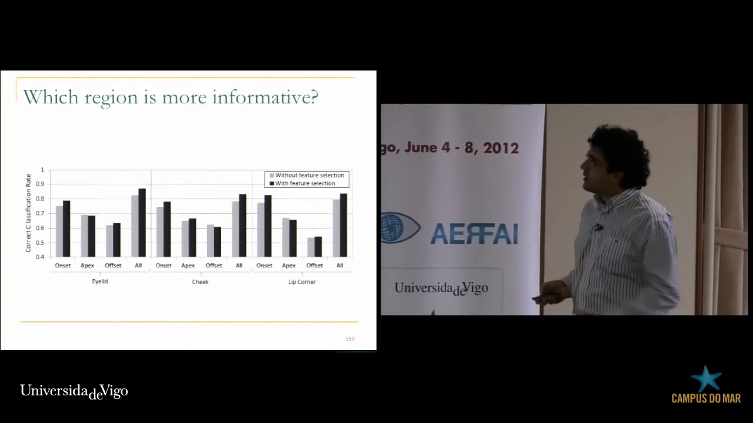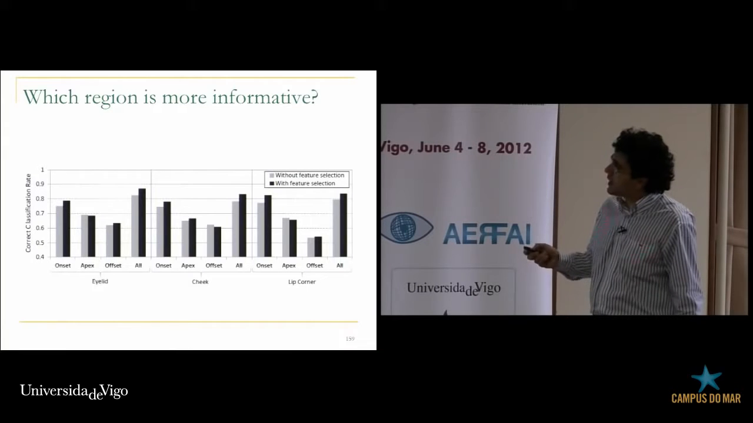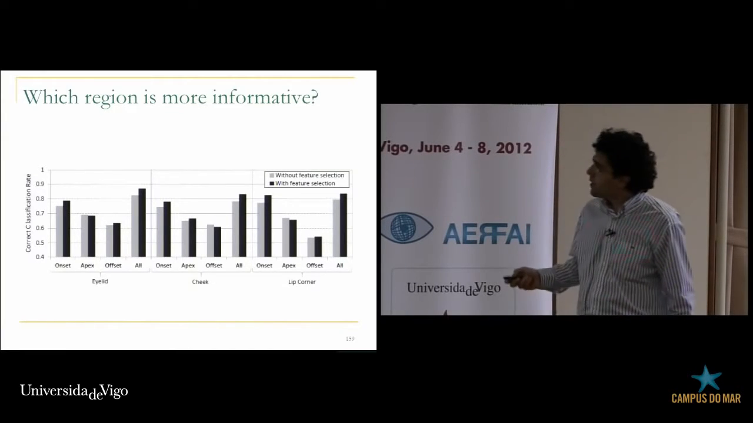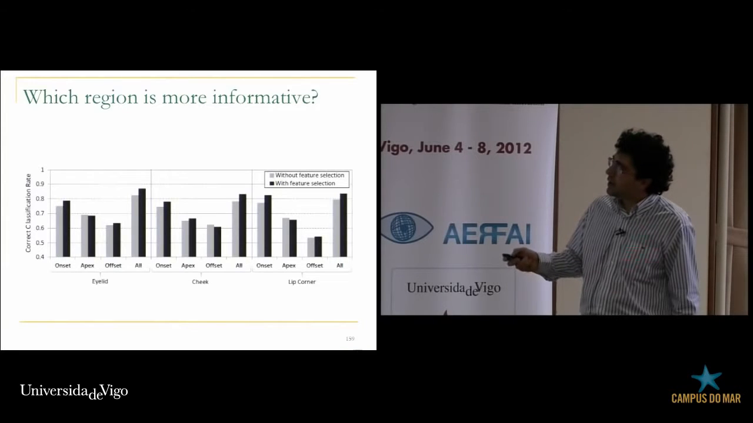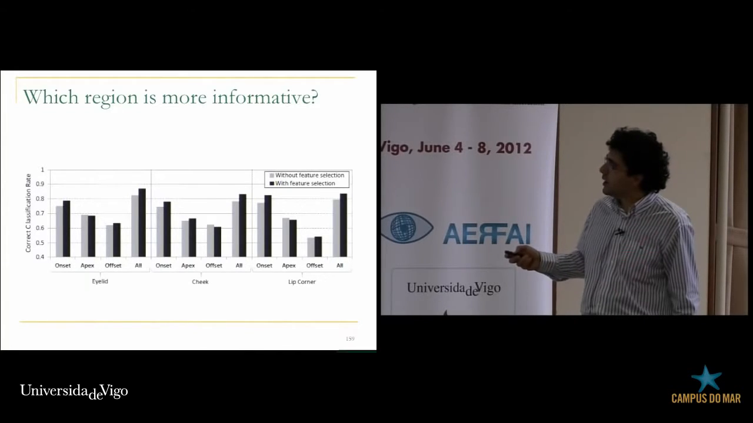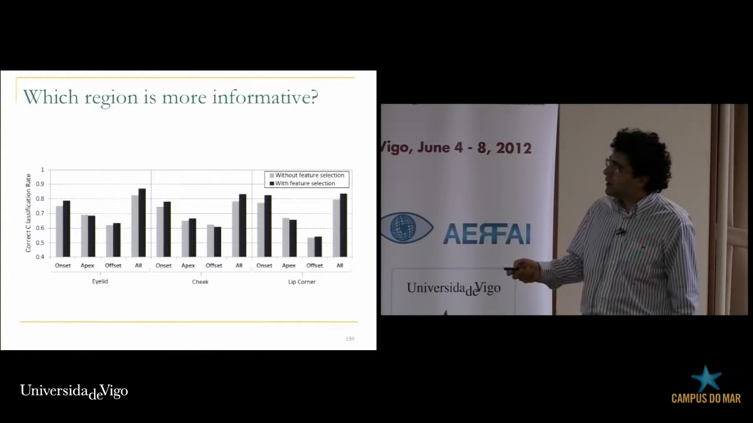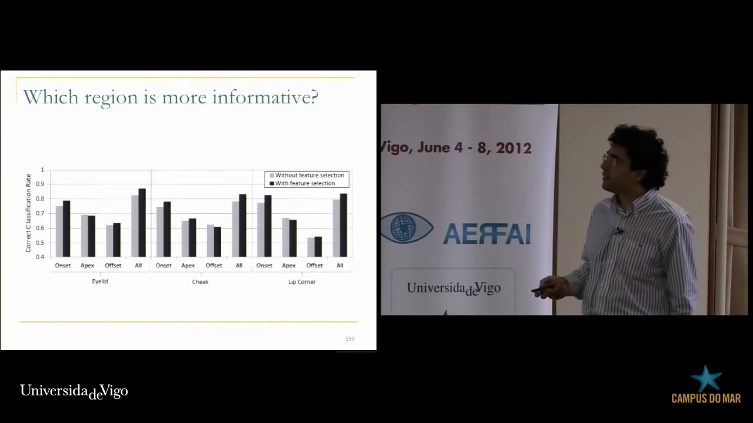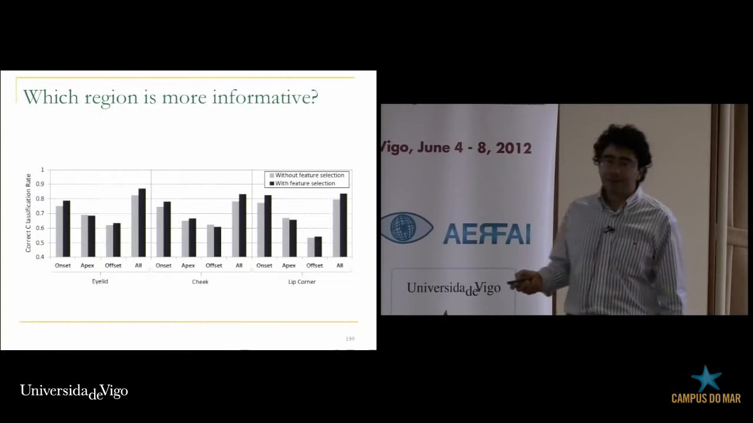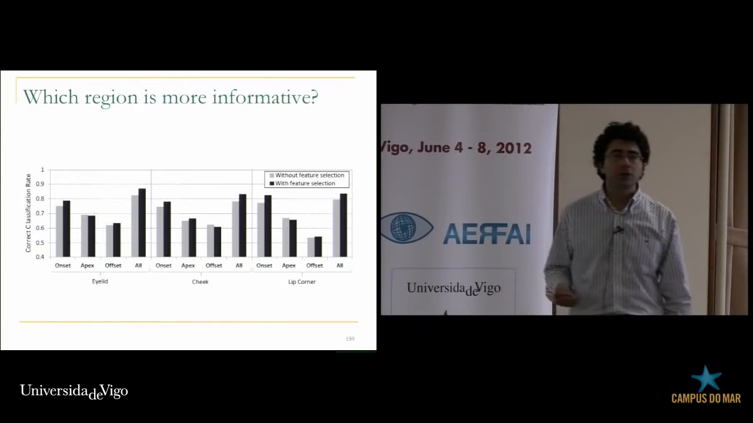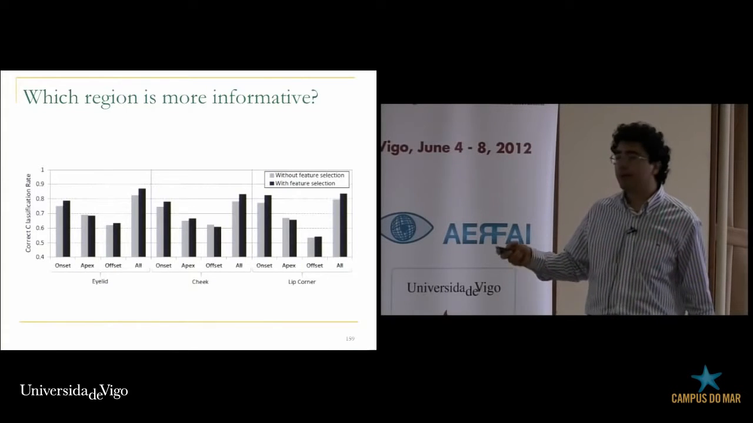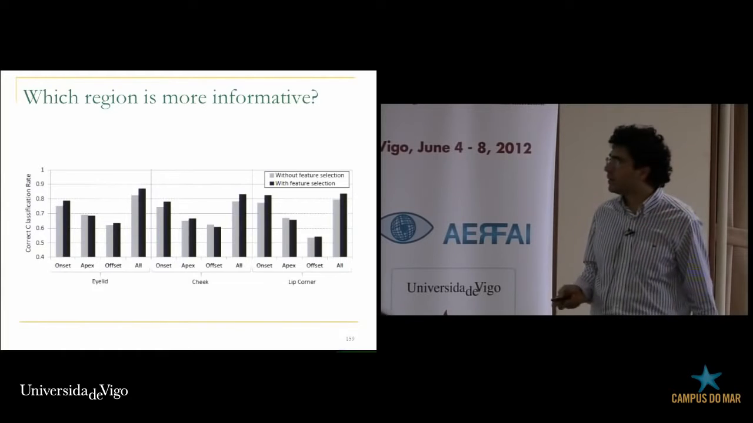So which region is more informative? The feature selection is the one that is before the SVM. The eyelid features apparently are the most informative, followed by the cheek and the lip corners. Here you see the temporal segments, the onset, apex, and offset for each of these regions. And it looks like the onset of an expression is quite informative, because we're looking at dynamic features. I mean, if we were looking at static features, probably the apex would have been the most important part.